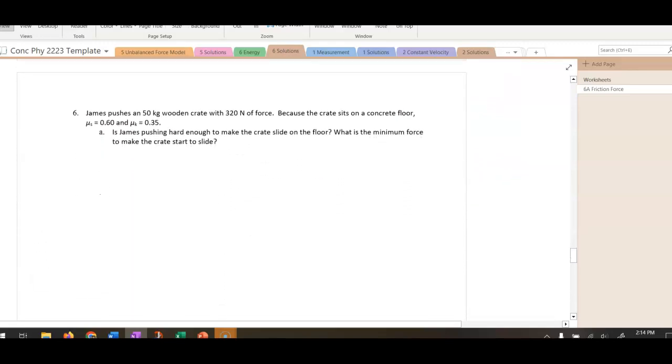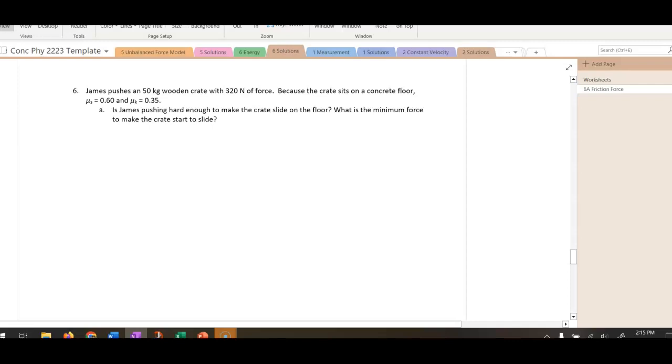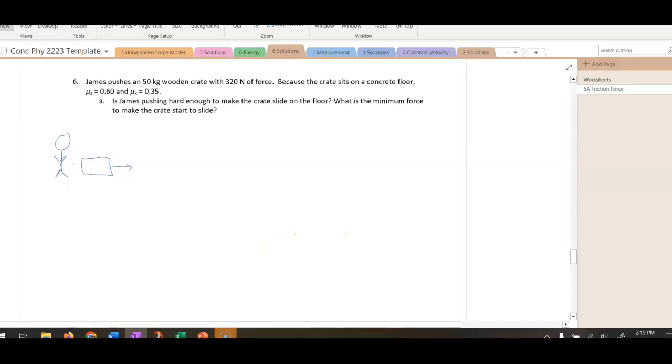And one last problem here is James in number 6. He's pushing a 50 kilogram crate with 320 newtons of force. And they're giving us both the static coefficient of friction and the kinetic. And so we're going to have to make a decision of, is he pushing hard enough for the crate to start sliding? So let's just do a little force diagram for the crate.